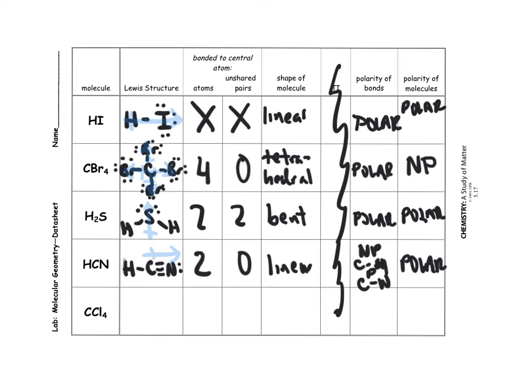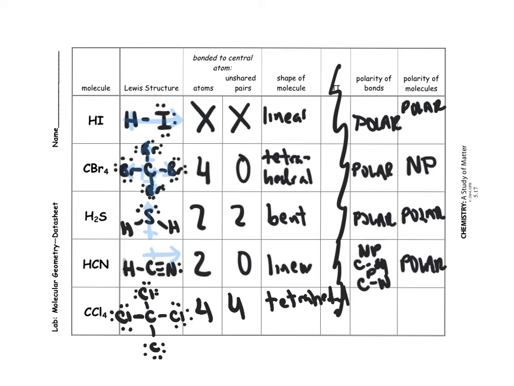And then CCl4 is just going to be very much like CBr4. It's one of those completely symmetrical tetrahedral molecules where the bonds are polar, 4 and 4, tetrahedral, but the molecule itself is nonpolar. So this is polar bonds and a nonpolar molecule.